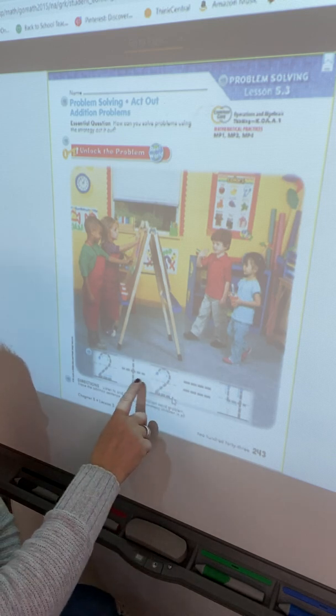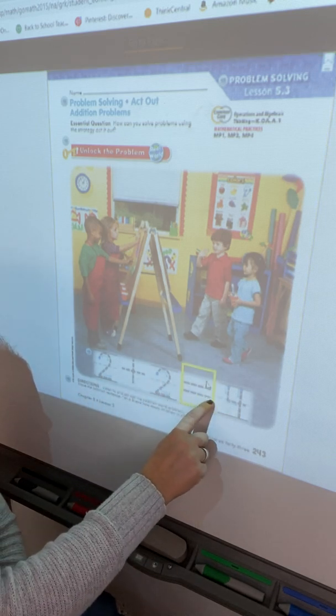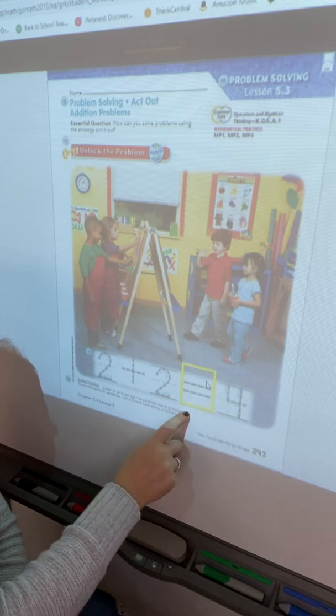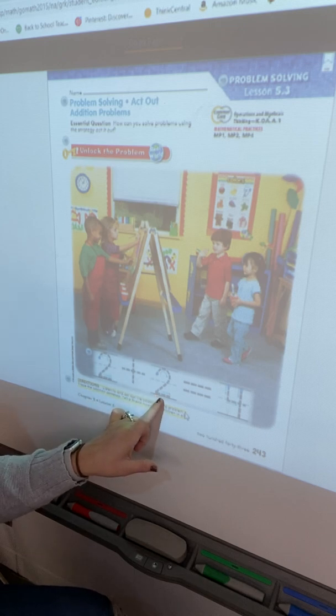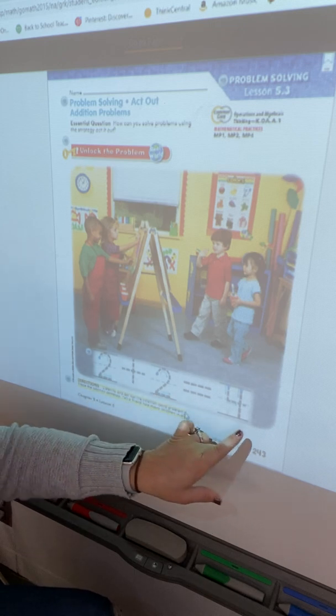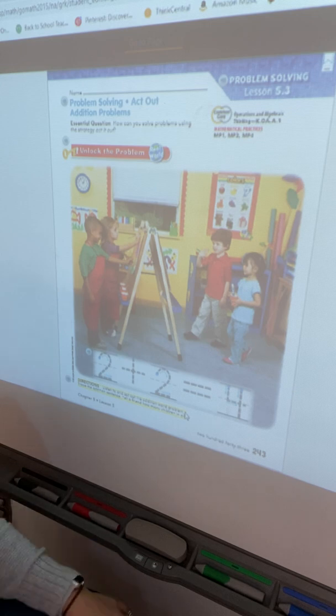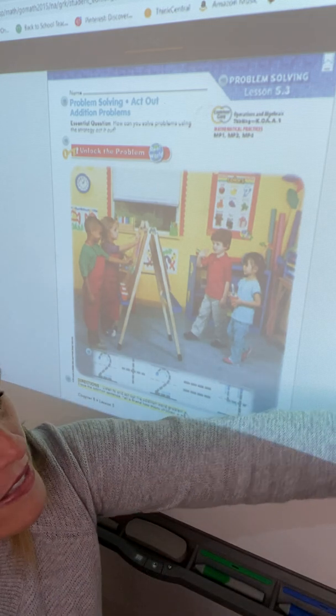4. So you can trace this whole number sentence, that equal symbol and 4. Let's read this number sentence together. 2 plus 2 equals 4. That was pretty simple, don't you think? Let's go on and see what else we have.